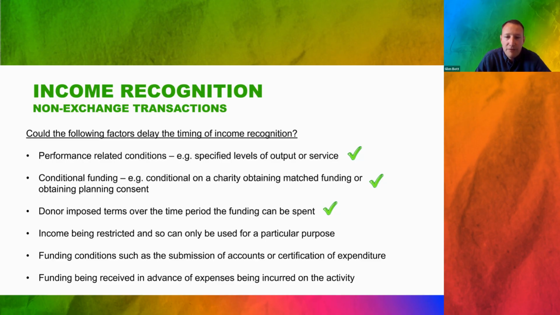The next one, income being restricted. If you receive a restricted grant that can only be used on a particular purpose, this does not create a performance-related condition. Although it guides what it can be used for, it does not set a particular output or service requirement. So just because it's restricted doesn't mean it shouldn't be recognised. You can still recognise that income as long as it meets the other criteria.